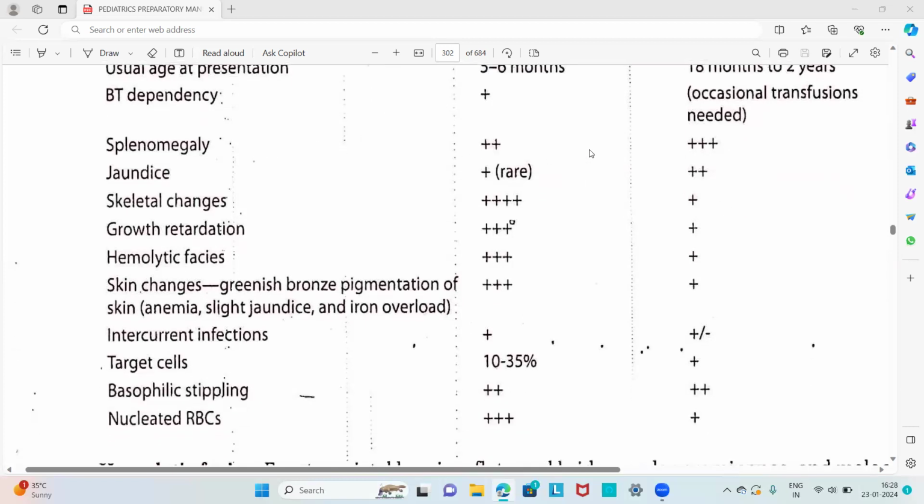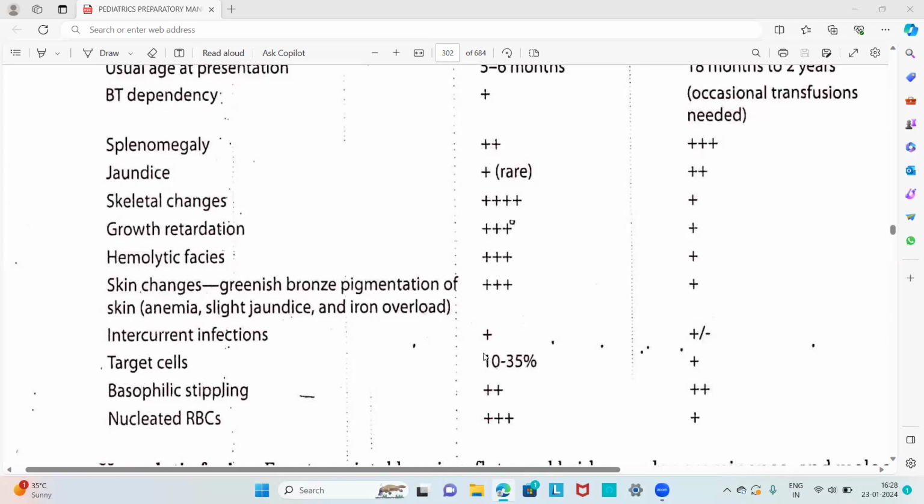Splenomegaly, jaundice, and skeletal change are seen in the intermediate. But skeletal changes, growth retardation, hemolytic facies, and skin changes like greenish bronze pigmentation of skin are most common in thalassemia major. Then we have intercurrent infection, which is present in the case of the major and is present or absent in the case of the intermediate.